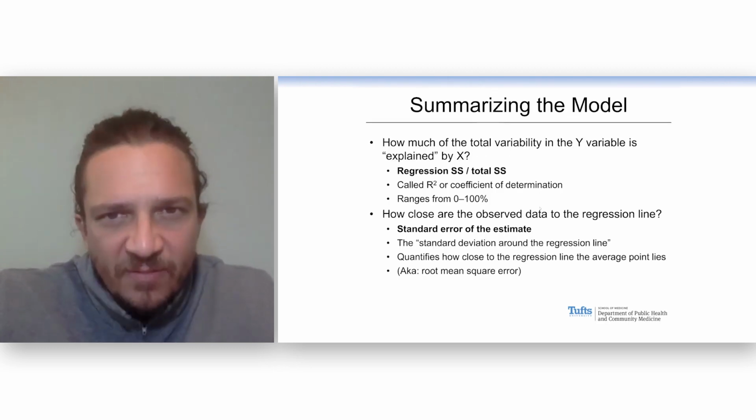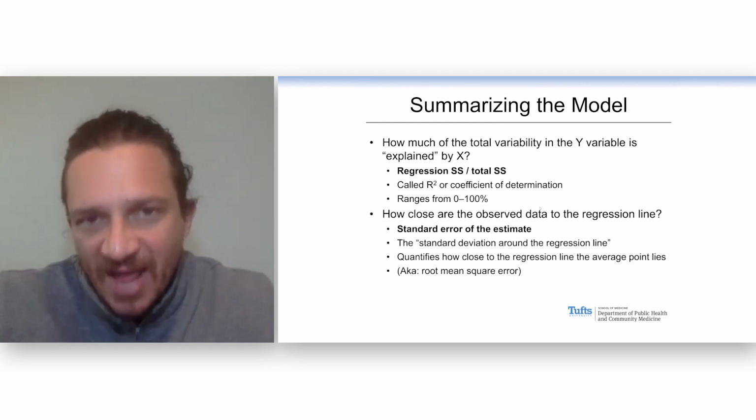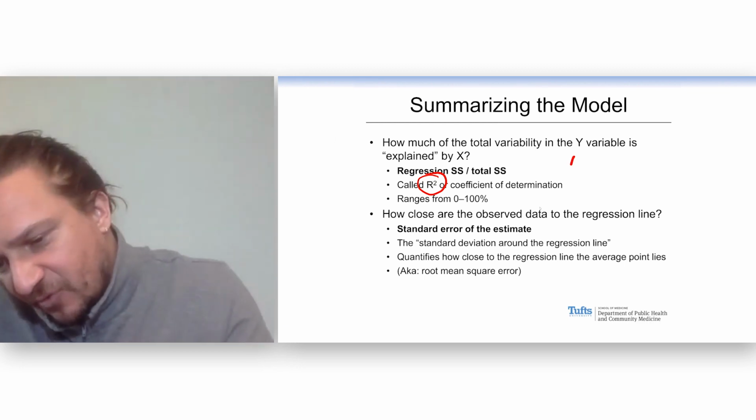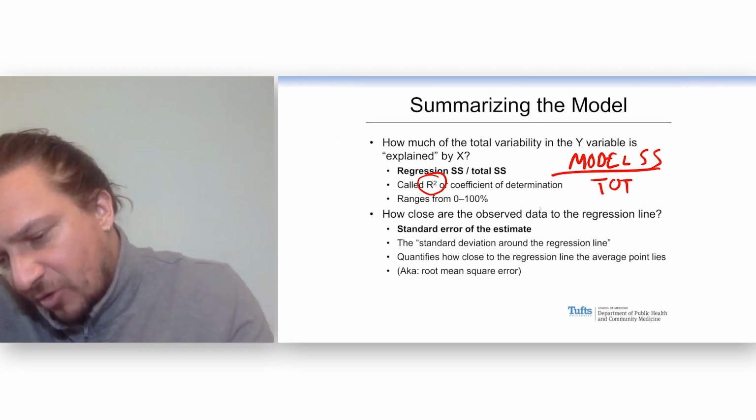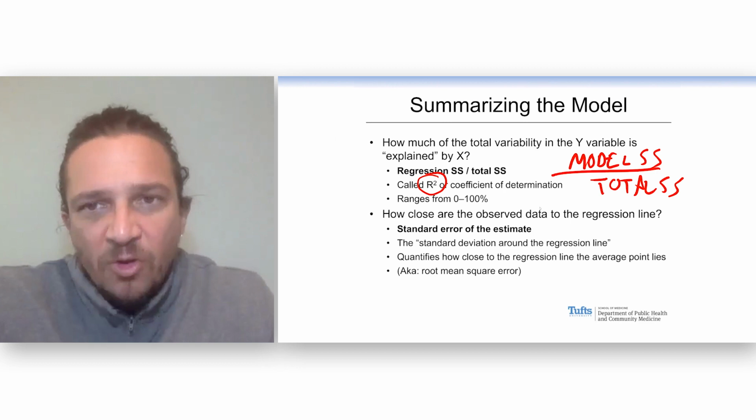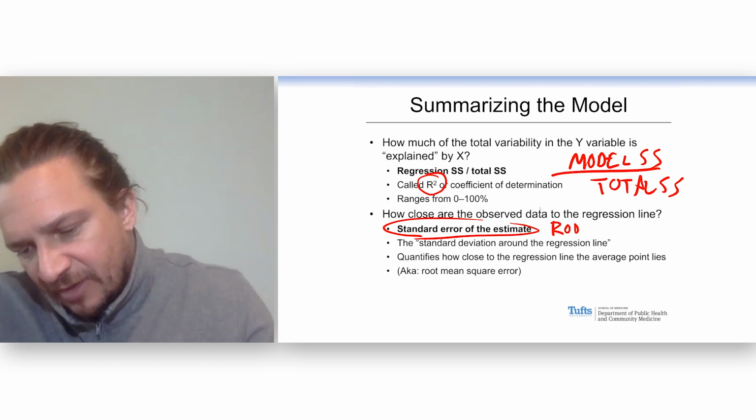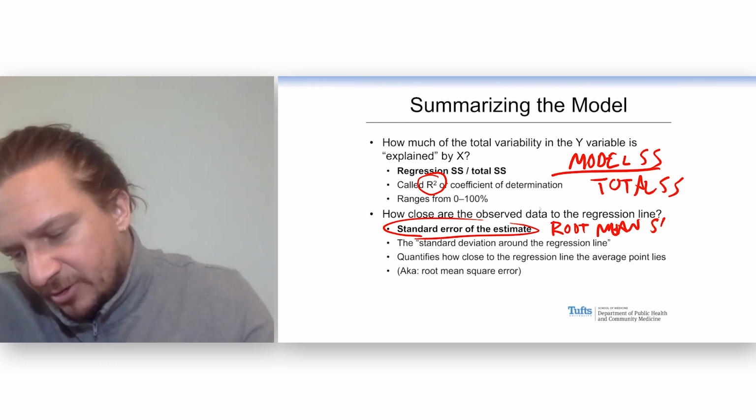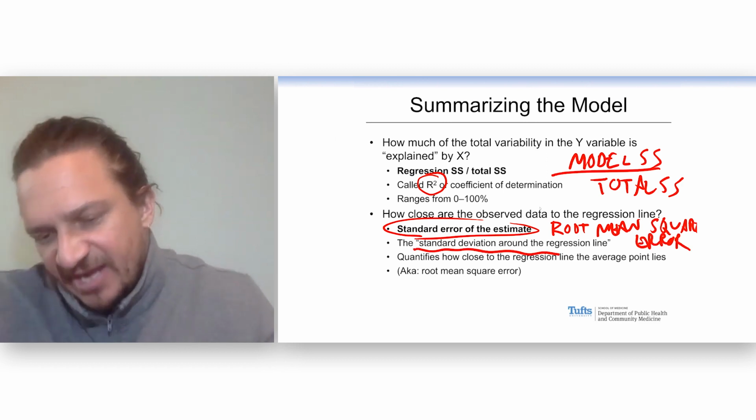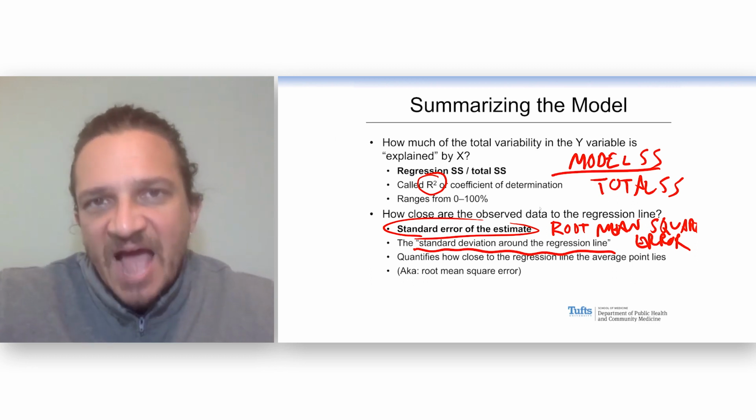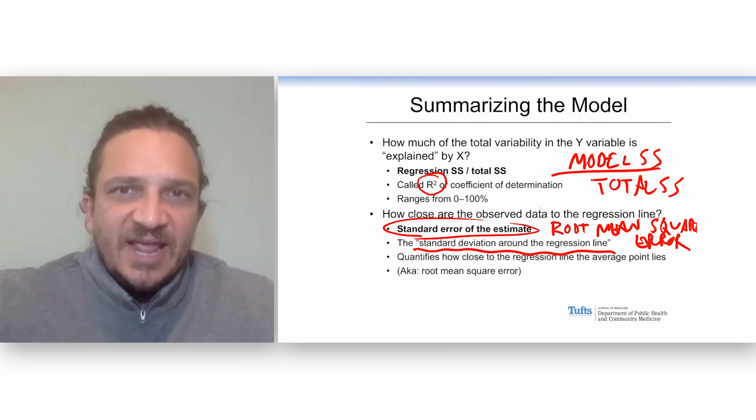How much of the total variability in the outcome is explained by X? Well, that's the number we saw called R squared. You take the model sum of squares, also known as the regression sum of squares, and you divide it by the total sum of squares. How close are the points to the line? Well, that's the standard error of the estimate, or the root of the mean square error. And it's the standard deviation around the regression line. These are 2 really important numbers that summarize how well the model fits or explains the data that we have.